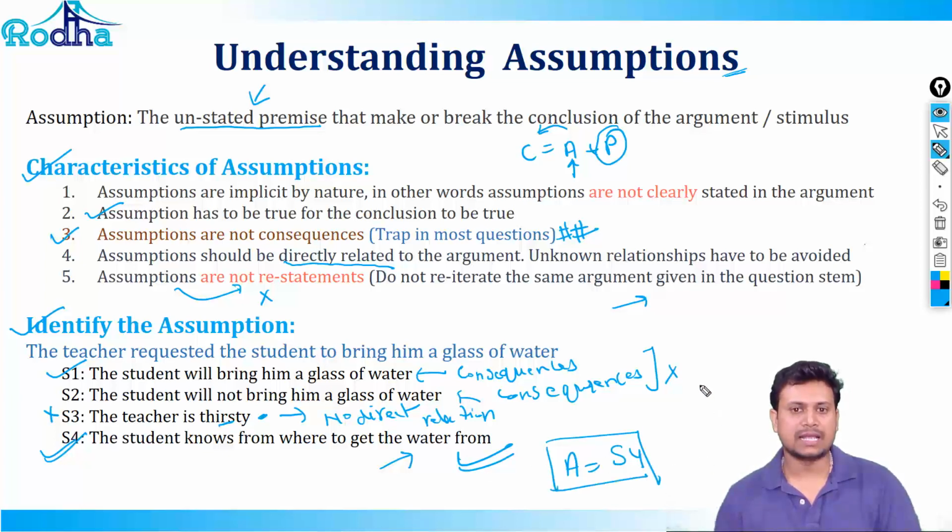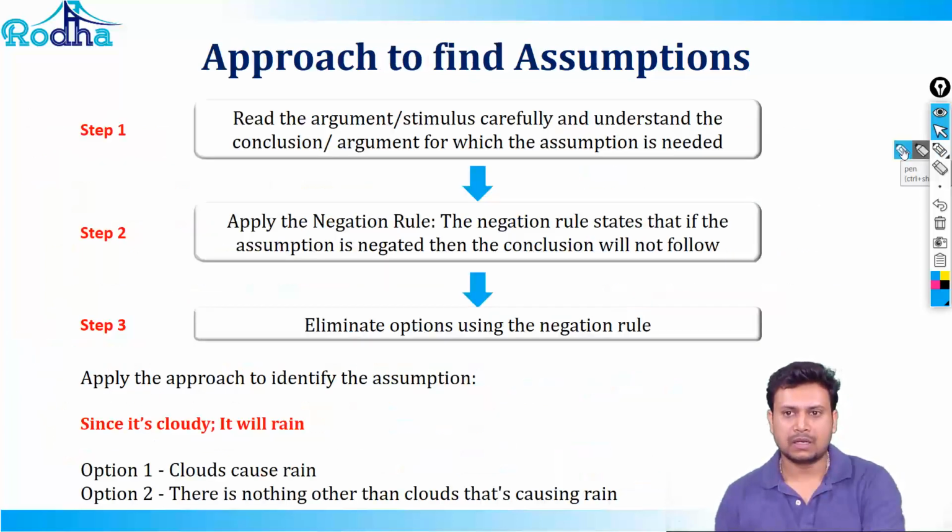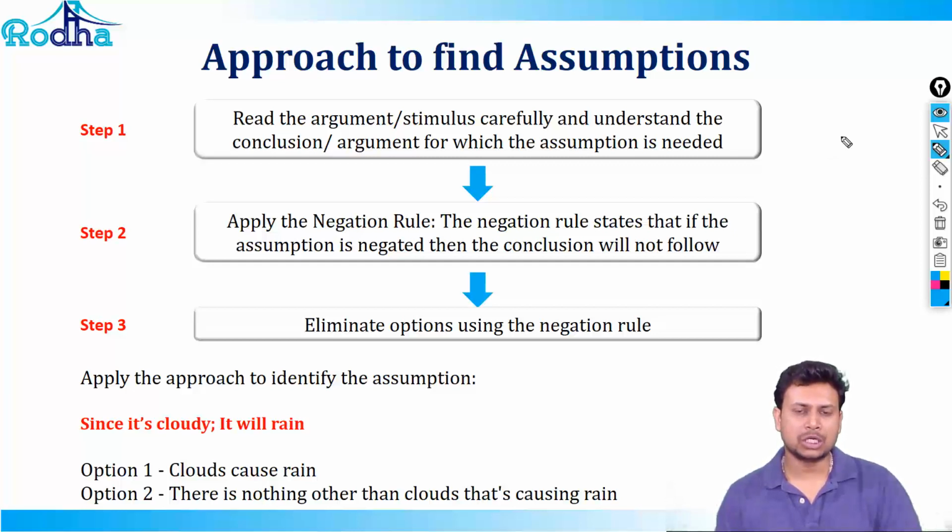I hope this exercise gave you a good clarity in terms of how to understand and spot the right assumptions. Please go through the characteristic list again and use it for a reference to solve all the questions coming ahead. Let's go ahead. Now, as the last point to understand from a concept perspective, let's look at an approach to find assumption. Now, finding assumption is basically a 3-step approach. The first step tells you to read the argument or stimulus carefully and understand the conclusion or the argument for which the assumption is needed.